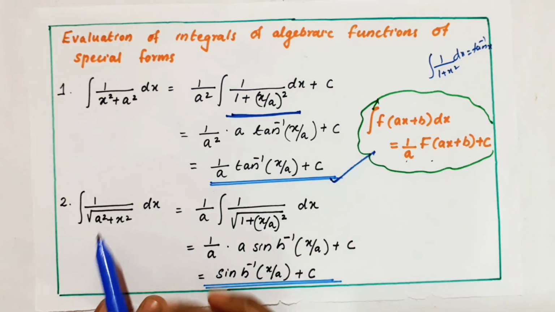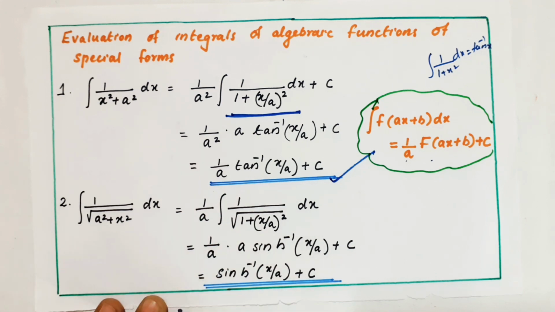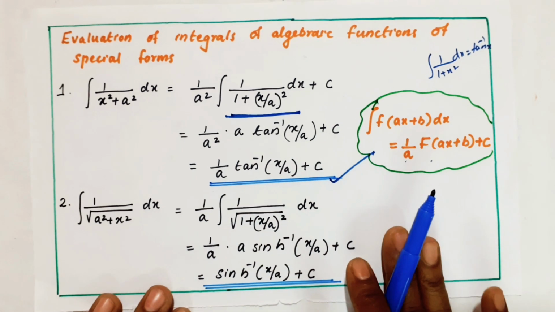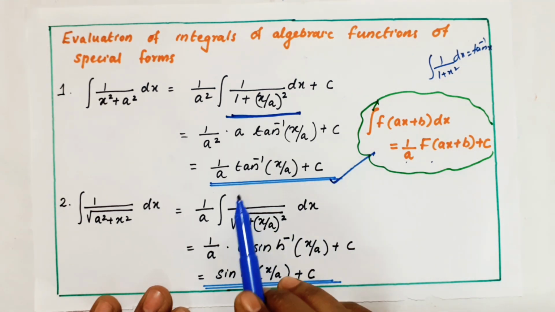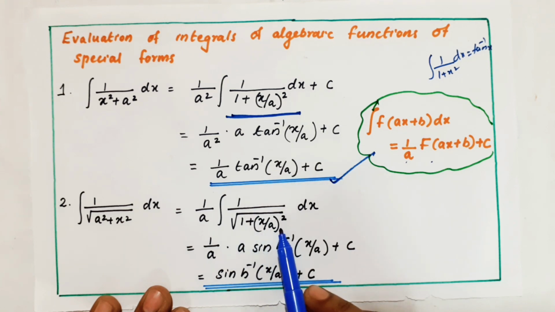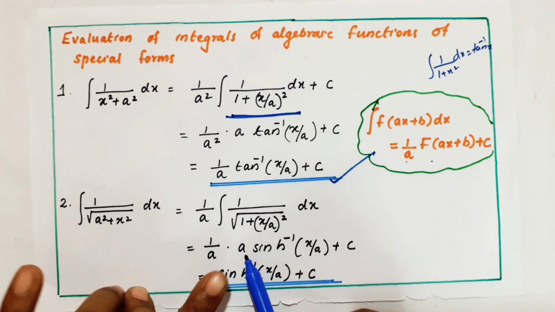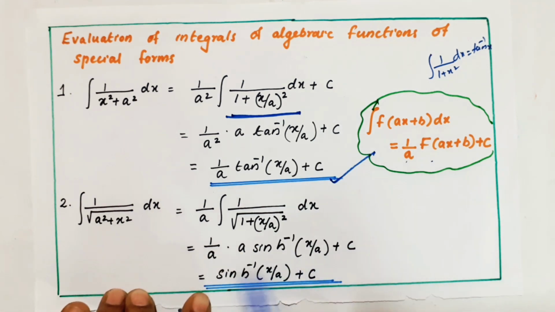Now if you see another form, integral of 1 by root over a square plus x square dx. Taking a out of the root, it is a into integral of rest all same. Integral of 1 by root over 1 plus x by a the whole square dx. This is in the basic form. In the last video I discussed integral of 1 by root over 1 plus x square, we can write as a hyperbolic function. That is 1 by a into, here also a will come, sinh inverse x by a plus c. A gets cancelled, so sinh inverse x by a plus c.